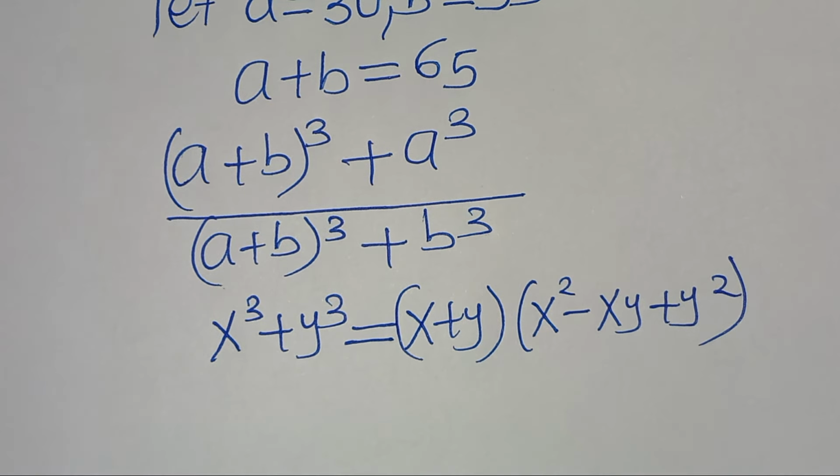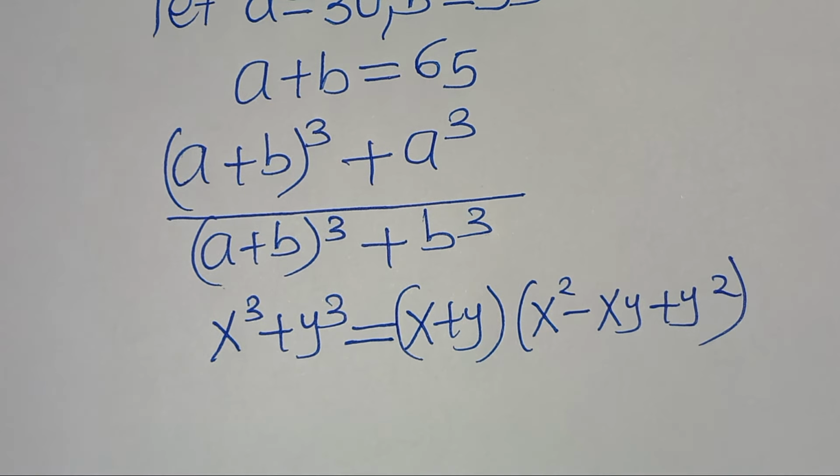So from the equation here in the numerator part, we have A plus B plus A, cross the parentheses. Then here we have A plus B squared. Then minus, we have A times A plus B. Then plus A squared. Cross the parentheses.